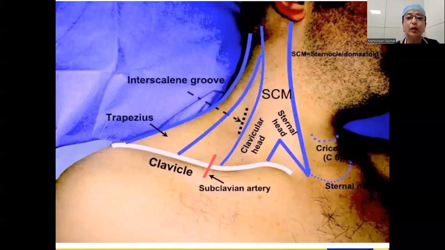Before we do the interscalene block, with the help of a skin marker, we can mark the anatomy. The patient's head is turned to the opposite side of the block. Then we mark the C6 level, which is the cricoid cartilage just above the sternal notch. Then ask the patient to raise the head, which makes the sternocleidomastoid more prominent. Mark the sternal head and the clavicular head. The interscalene groove lies 1 centimeter lateral to the lateral end of the clavicular head of the sternocleidomastoid.